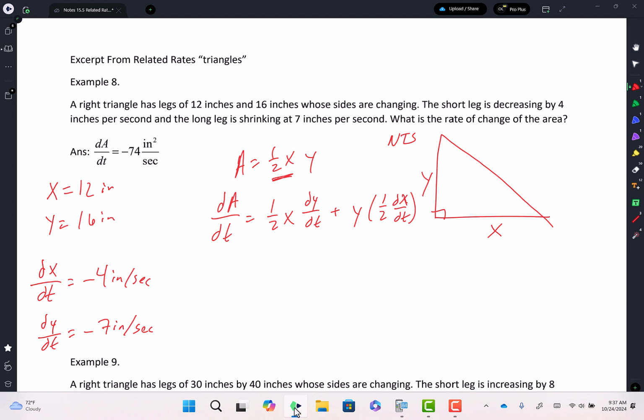Okay, there it is. Let's see, what do I need? I have dx dt, I have dy dt, and I have x, and I have y. Oh, I have everything, so I didn't need anything. We don't need any help on this one. 1/2 times 12 times negative 7 plus 16 times half times negative 4. Just plug them in.